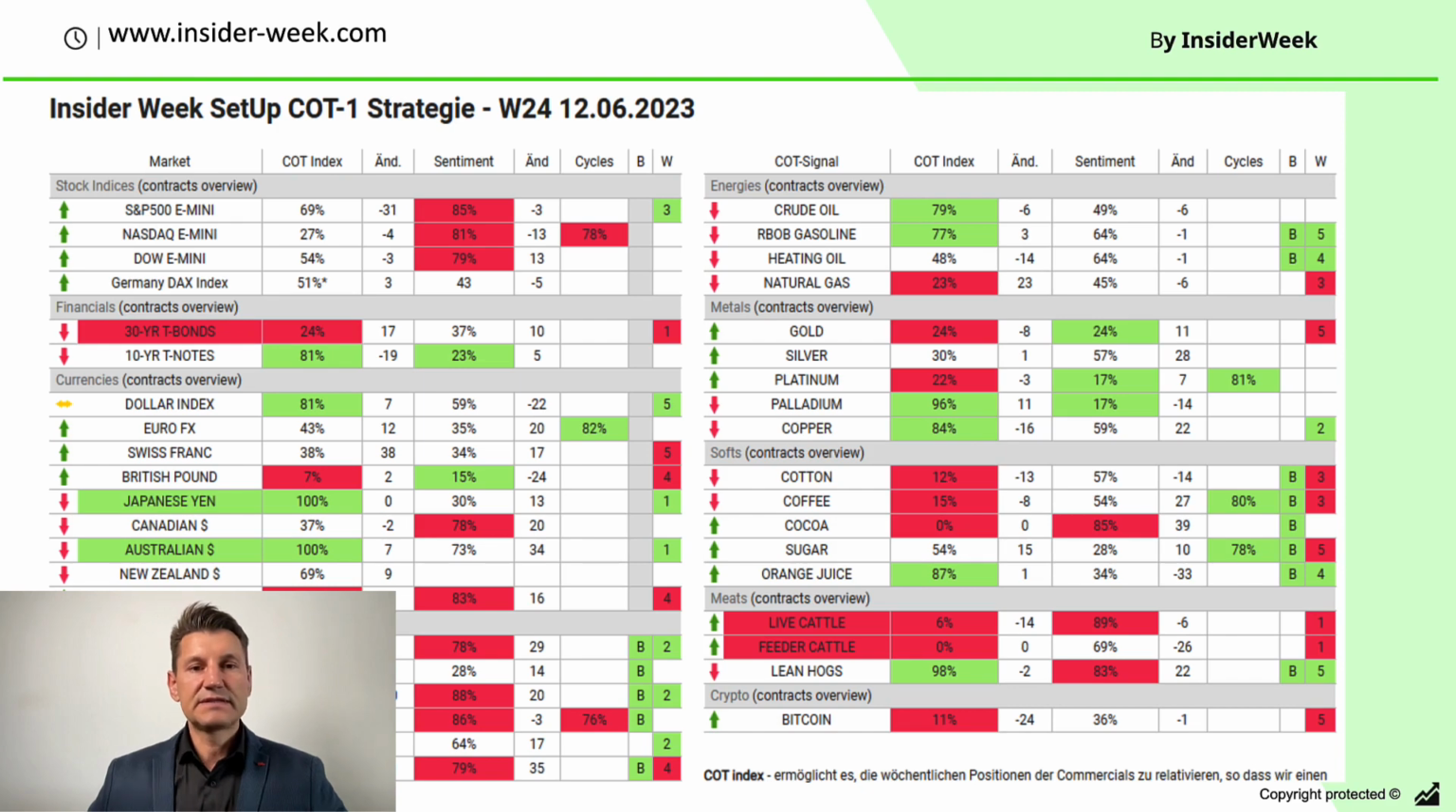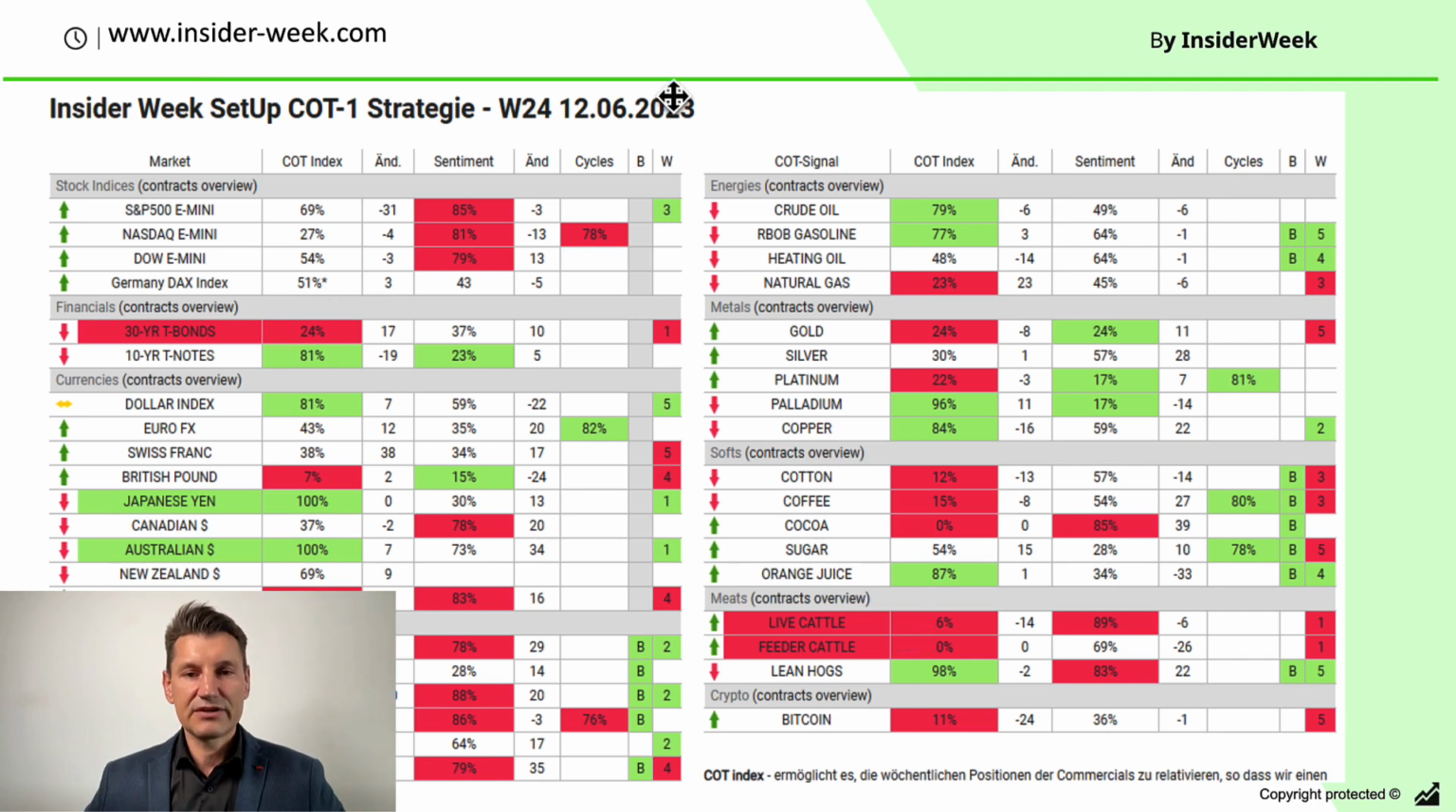Let's start with COT Map. You see under Markets new COT signals. If we get a COT sell signal, the market has red color. If we get a COT buy signal, the market has green color. As you can see, we got 5 new COT signals: 1 COT sell signal in T-bonds, 1 COT buy signal in Japanese yen and Australian dollar, and 2 COT signals in live cattle and feeder cattle.